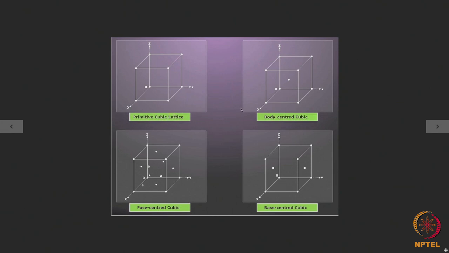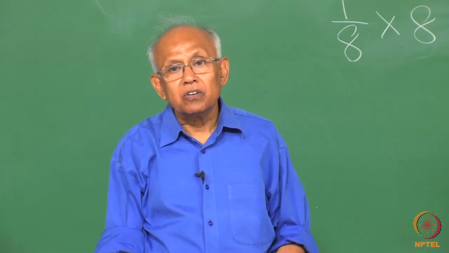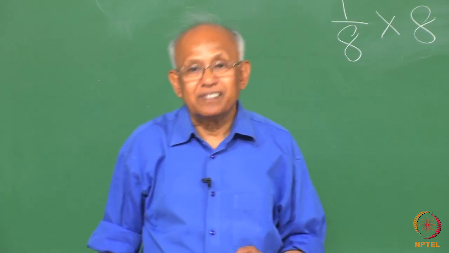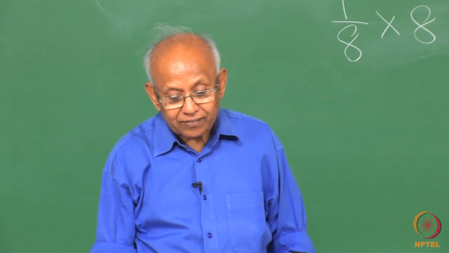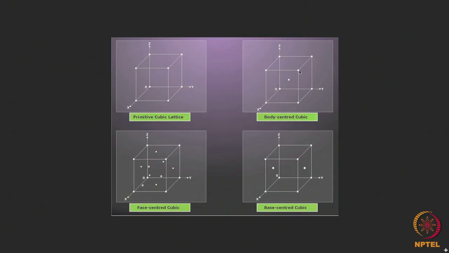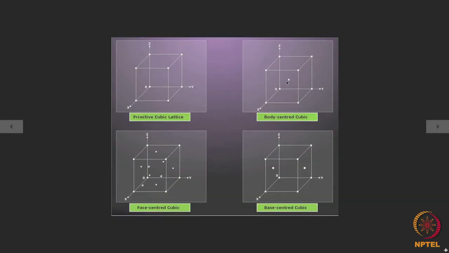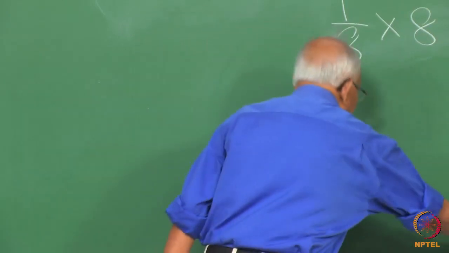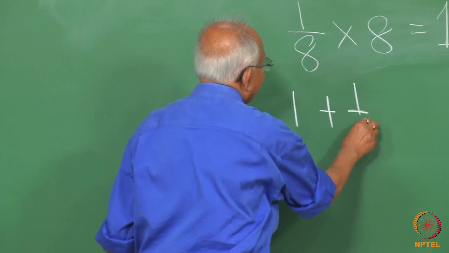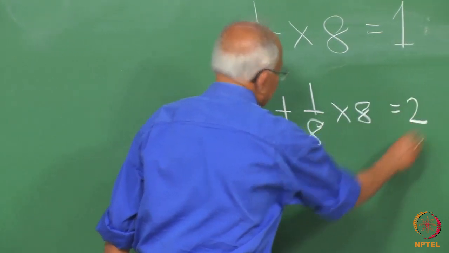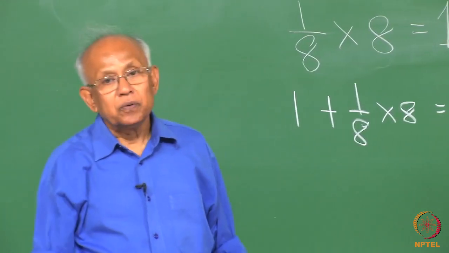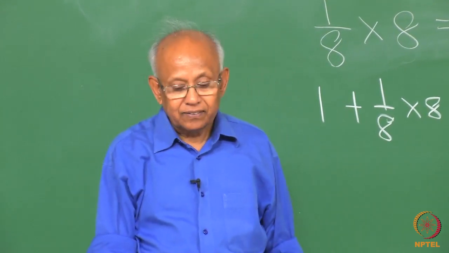Now, when it comes to the body-centered cubic lattice, in addition to the 8 corner points, we have a central point too. This central point belongs only to this particular unit cell. It is not shared by any other cell. But so far as the corner points are concerned, each one is shared by 8 unit cells. So what is the total number of points which belong to this particular unit cell? The central point plus 1/8 × 8, that means the total is 2. So the number of points which belong to the unit cell of a body-centered cubic lattice is simply 2.